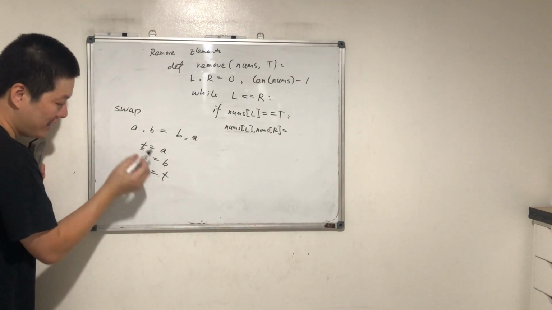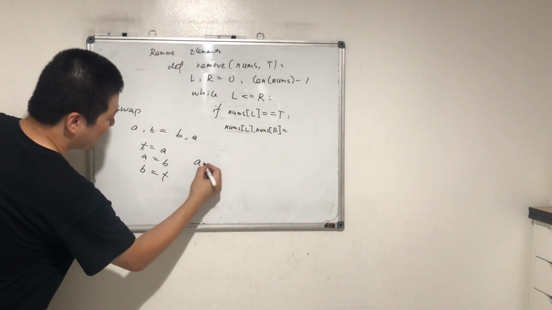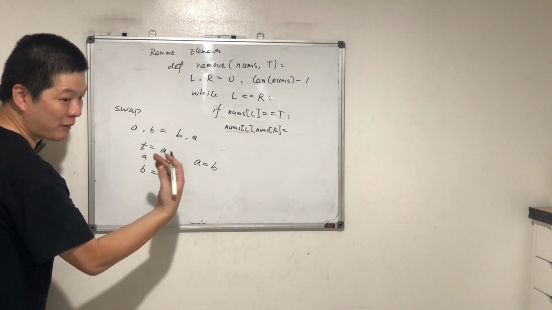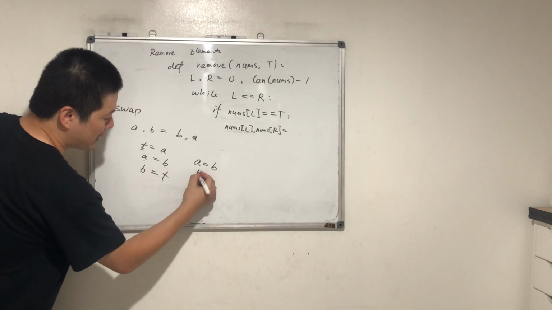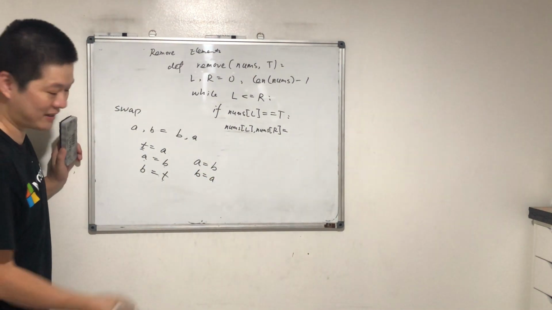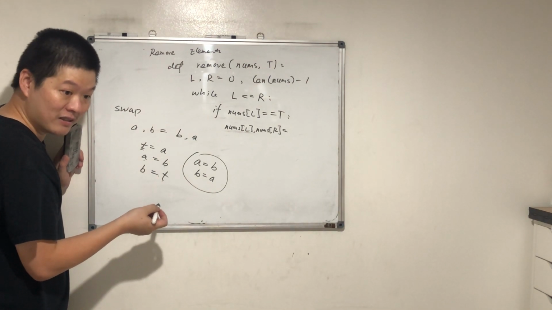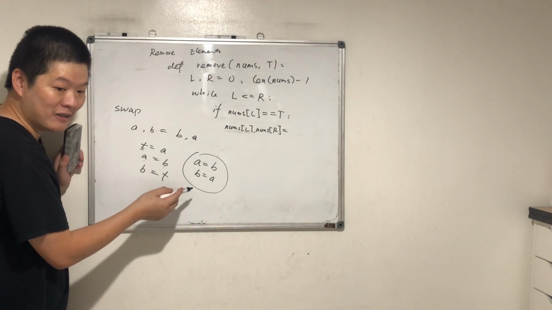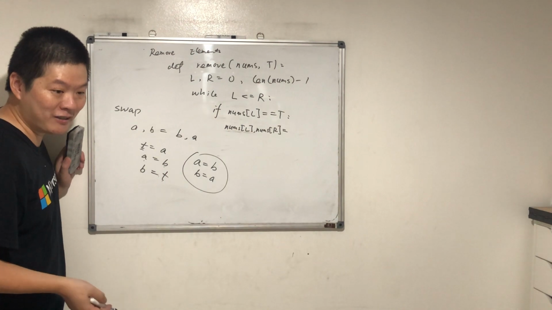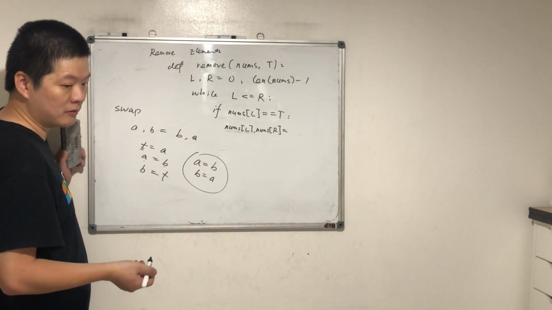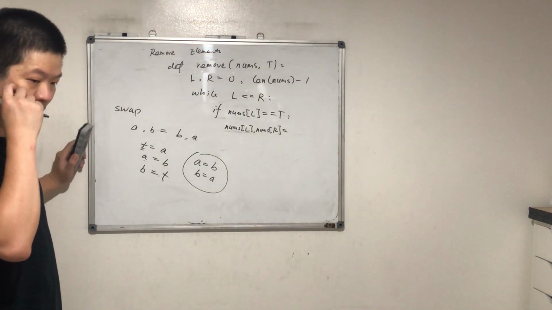Got it? So can you tell me what happens if I want to swap A and B with A equals B, B equals A? Is this going to work? No. Why not? Because they'll both be the same.